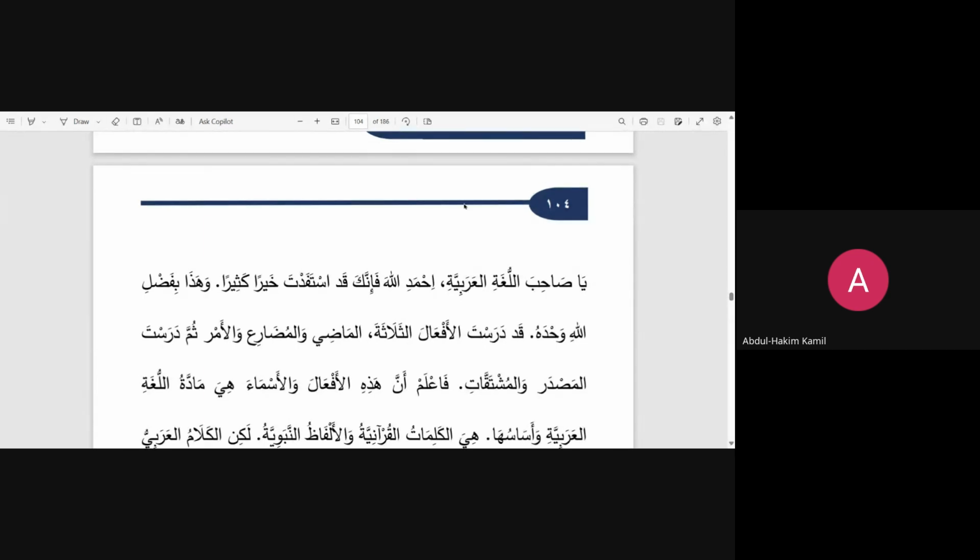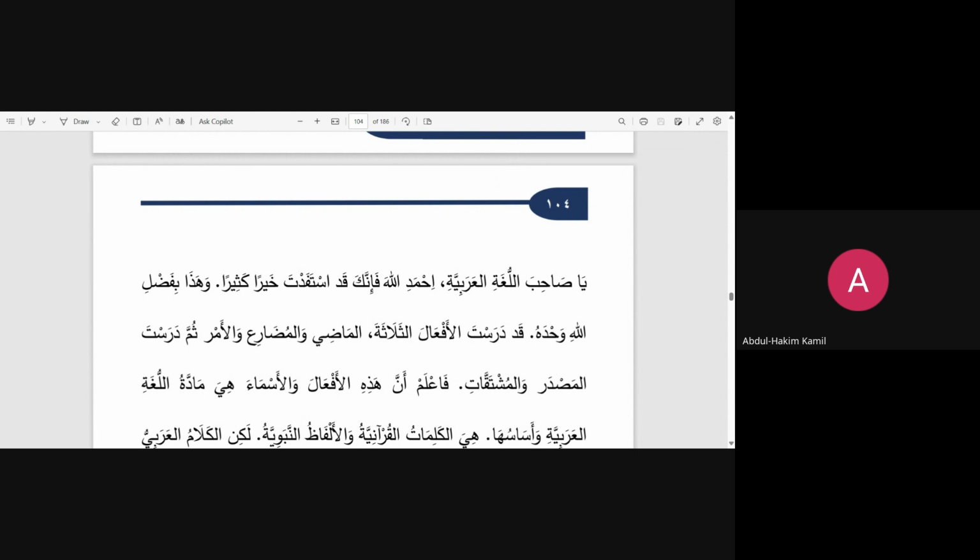We thank Allah subhanahu wa ta'ala. Alhamdulillah, we finish Al-Mushtaqat. And as we're going to read in this passage here, completing the Mushtaqat, we have accomplished something very great.